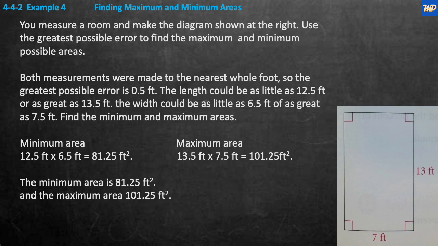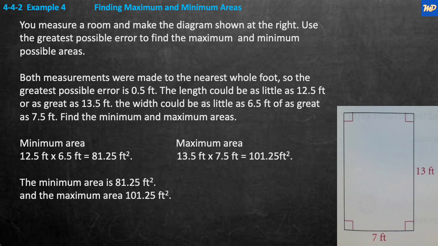Okay, example 4. Now we're going to look at finding maximum and minimum areas. You measure a room and make the diagram shown at the right. The room is 7 by 13 feet. Use the greatest possible error to find the maximum and minimum possible areas. Based on those measurements, you're going to have the largest possible area and the smallest possible area.